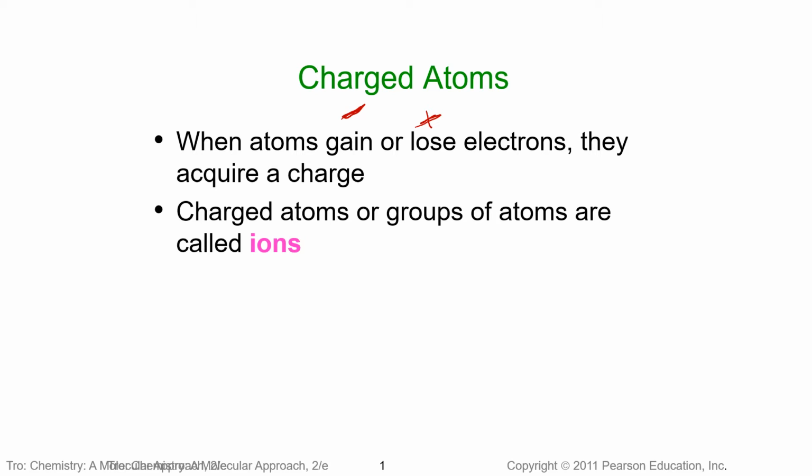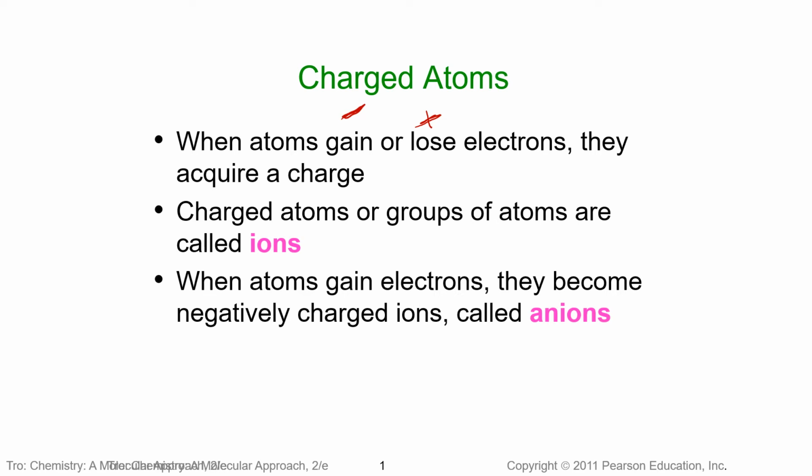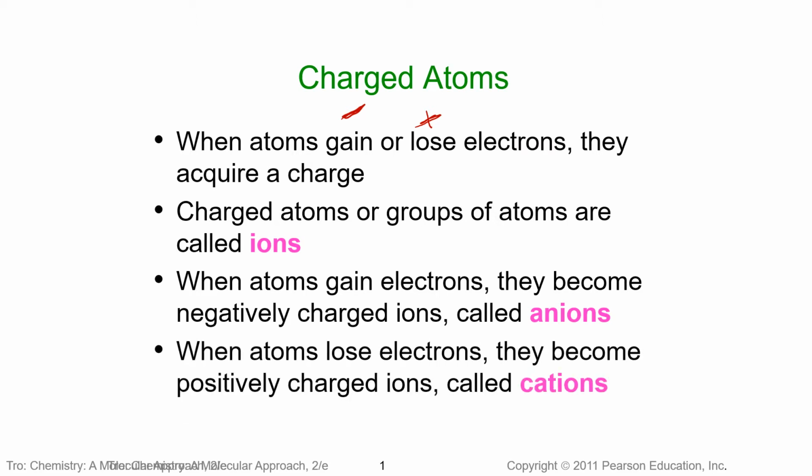So we've previously talked about isotopes. Isotopes is when we have the same number of protons, but we gain neutrons. Ions are when we have the same number of protons, but we gain or lose electrons. If they're negatively charged, we call those anions. And if they're positively charged, we call them cations.